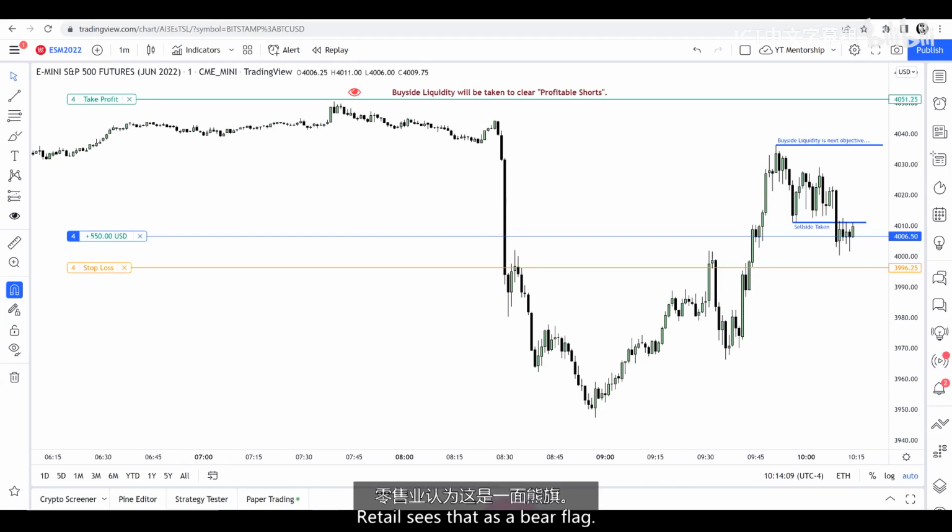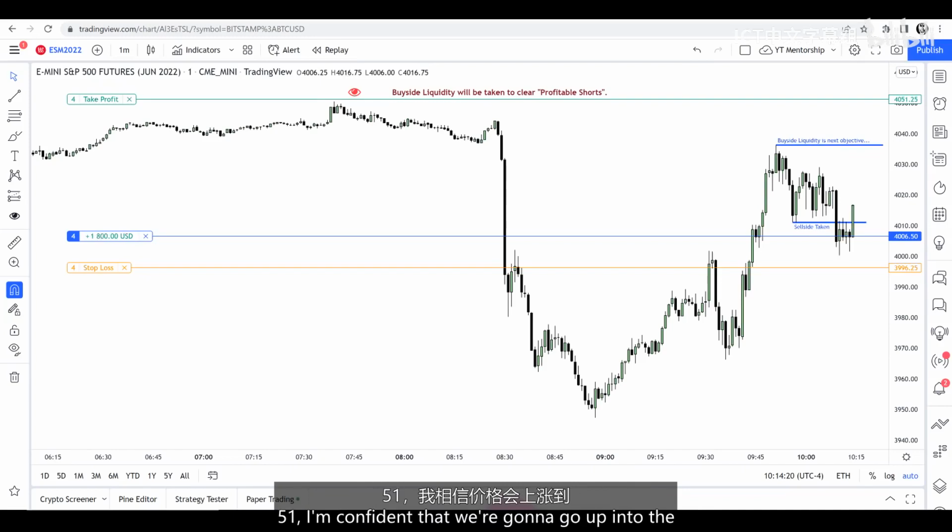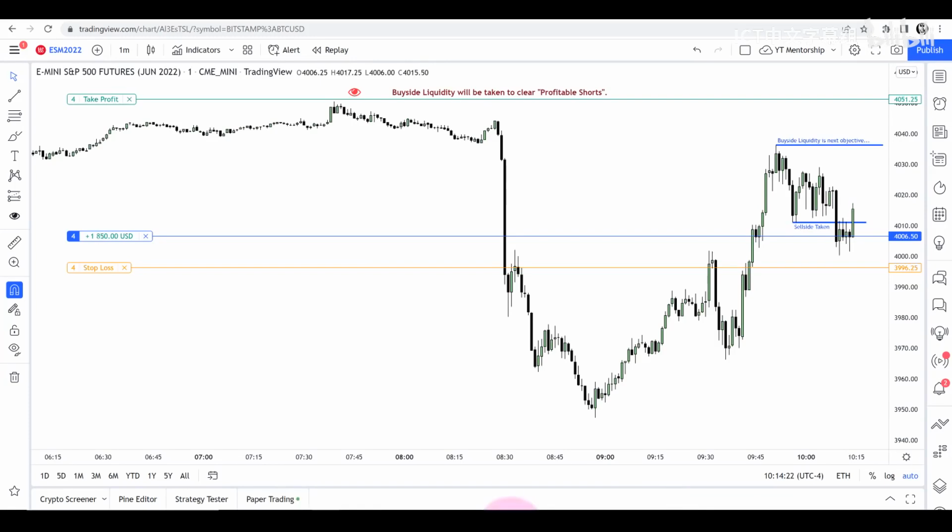Retail sees that as a bear flag, so they're thinking lower prices. I'm not. Even if I'm wrong about it not going to 40.51, I'm confident that we're going to go up into the buy side liquidity that's noted in blue. So far price looks nice. It's respecting the underlying narrative I'm acting upon.